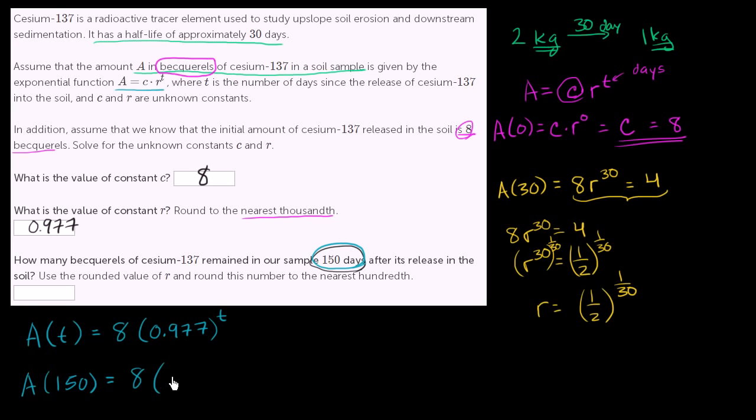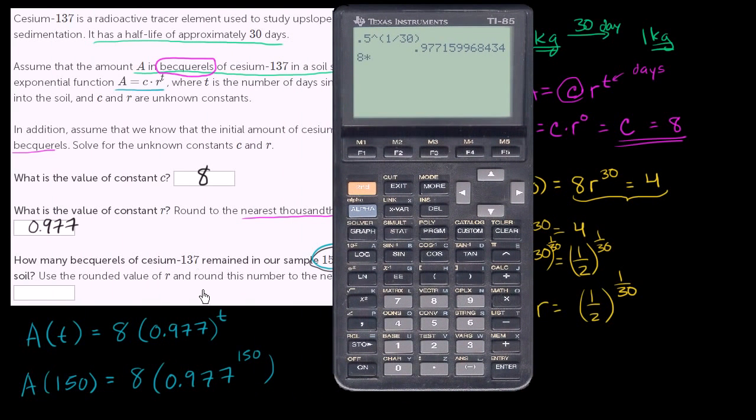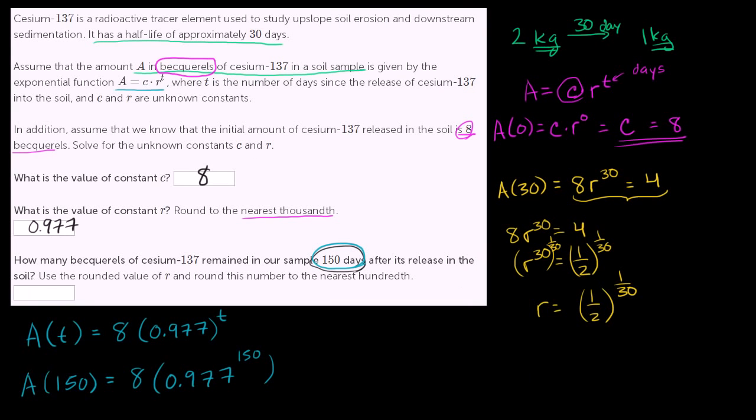Well, that's going to be 8 times 0.977 to the 150th power. And so clearly, we need a calculator for this. So let's calculate that. It's going to be 8 times, and they told us to use our rounded value of r, not the exact value of r. So it's going to be 8 times 0.977 to the 150th power. And that gets us, rounding to the nearest hundredth, 0.24. 0.24 becquerels is the radioactivity level of the cesium-137 that we have left over.